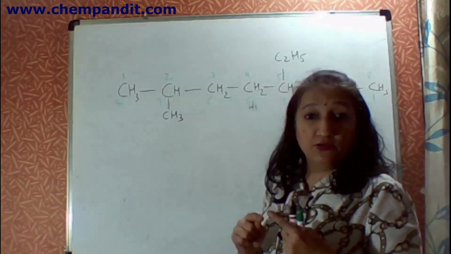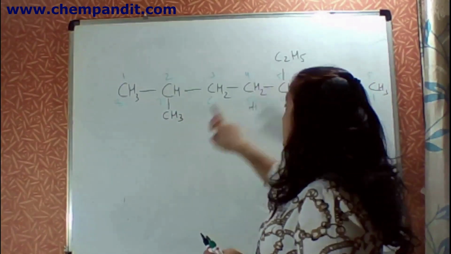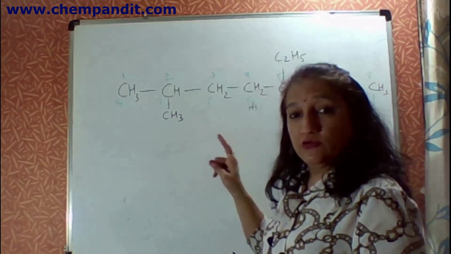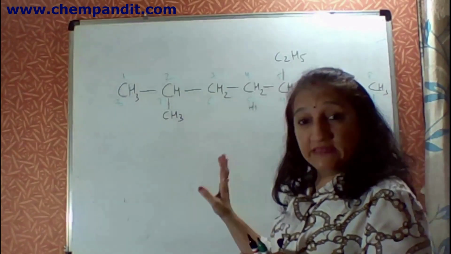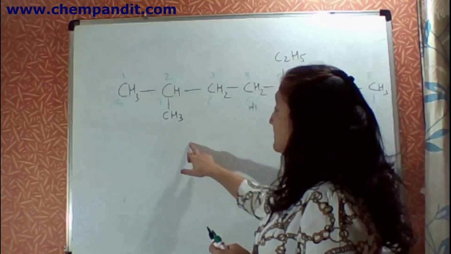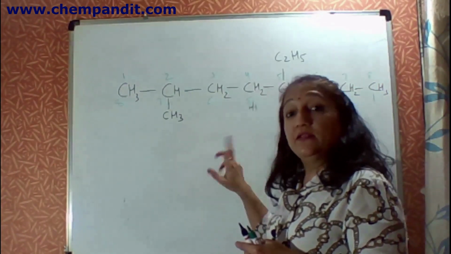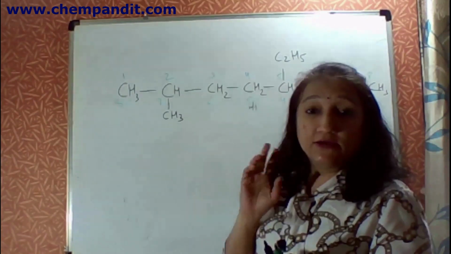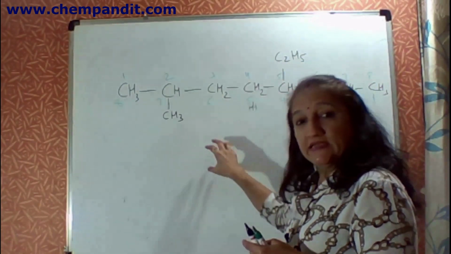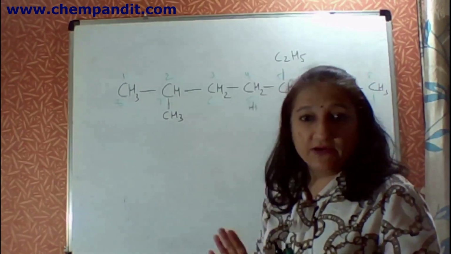Comes another rule of nomenclature, and the rule is when two different alkyl groups are present in the chain, then all other rules will remain the same. Only while writing, we will write the name in alphabetical order, which means the name of ethyl will be written first, then will come methyl, then propyl, etc. Are you getting the point?